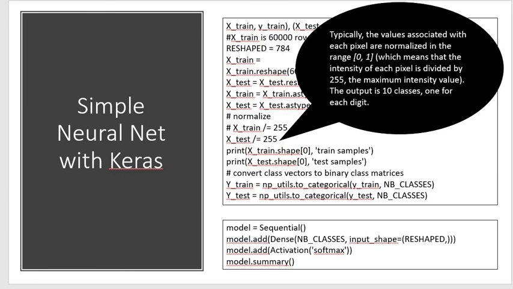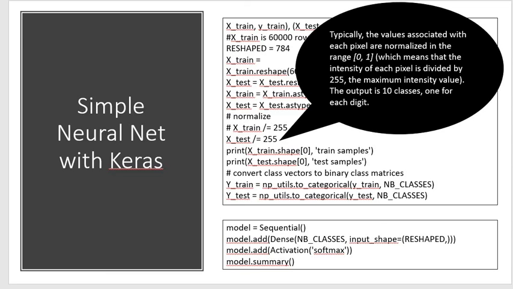First we are dividing into train and test sets. The most important part I want to highlight in this code is that we are normalizing my X train and X test. Each pixel is normalized in the range of 0 to 1, which means the intensity of each pixel is divided by 255, the maximum intensity value. The output is 10 classes, one for each digit.